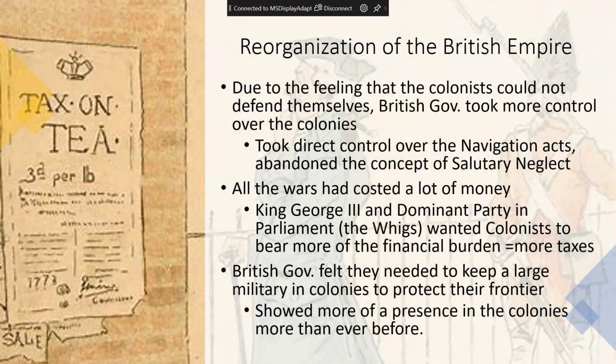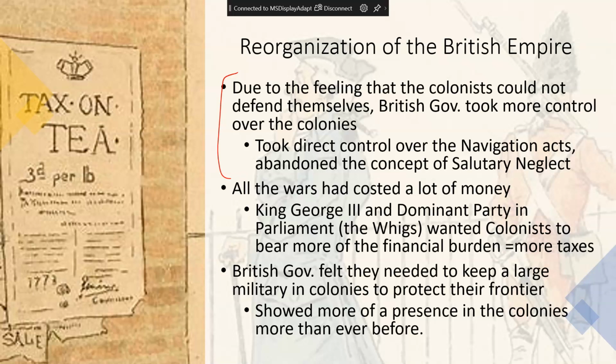Because of this nervousness from the British, they wanted to reorganize the empire. Really the empire, but really the colonies in general, right? They felt as if they now needed to take complete control of the colonies. And this is going to be a really big deal, right? This is leading into all the stuff for the American Revolution.